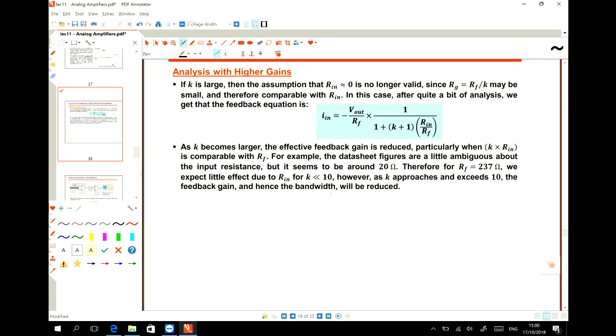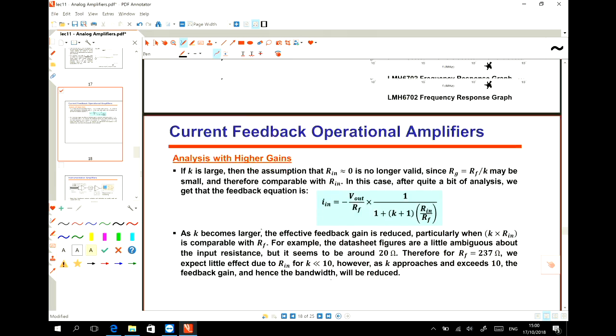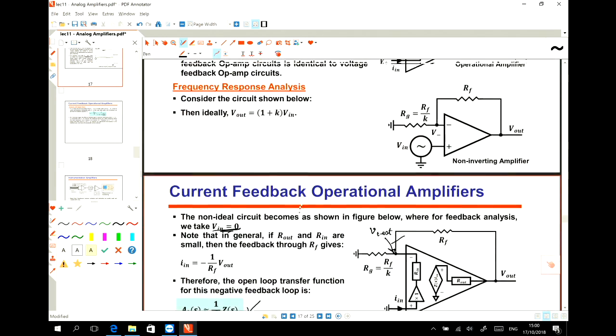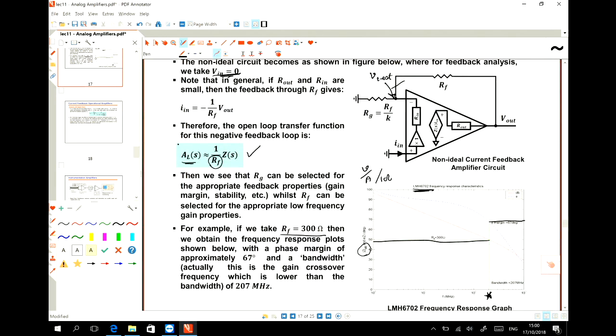One thing that you have to consider here: when we find this equation, we assume that these two are 0 or are small. So this is important. This is a very simplified version of the open loop gain.